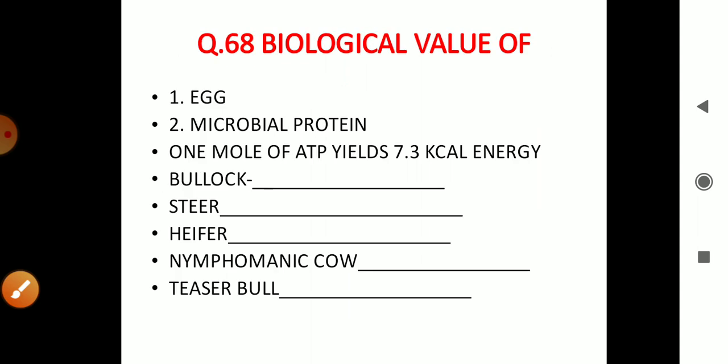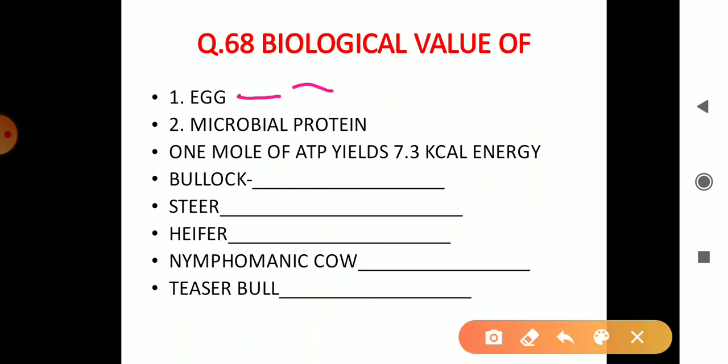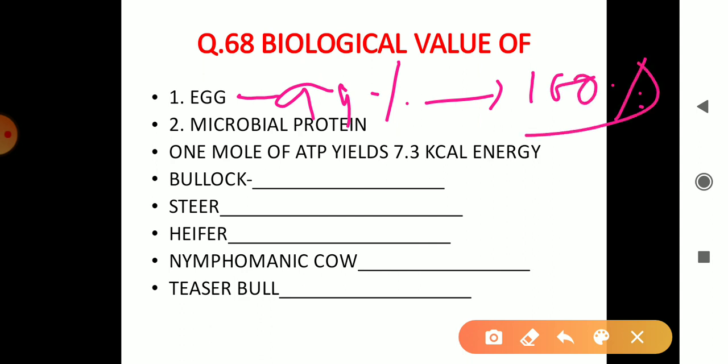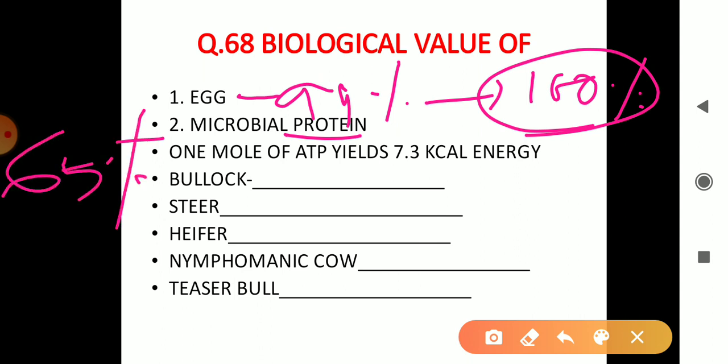Coming to the next question, the biological value of egg. Dear students, please remember, in some books it is 94%, and in some books it is 100%. So let's say the biological value is 100%. For the microbial protein, this value is 65%. Another question is that 1 mole of ATP yields 7.3 kilocalorie energy. You do remember this data.